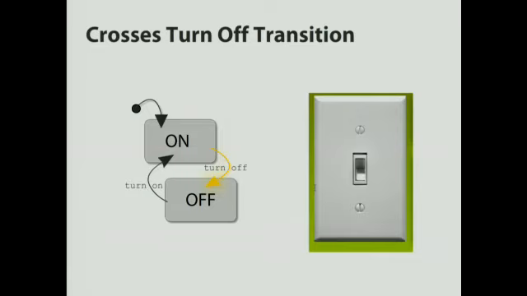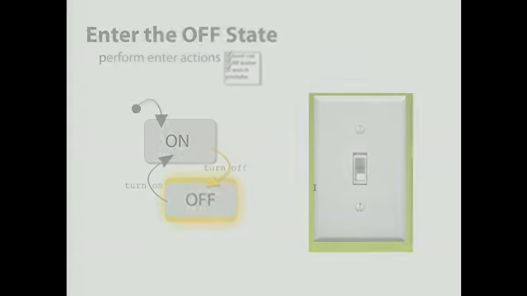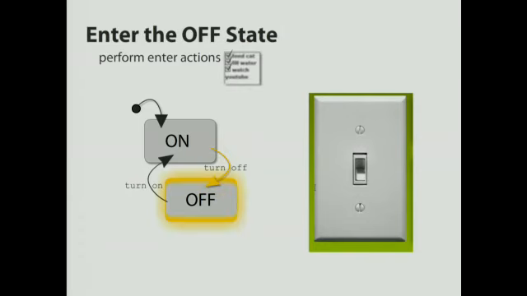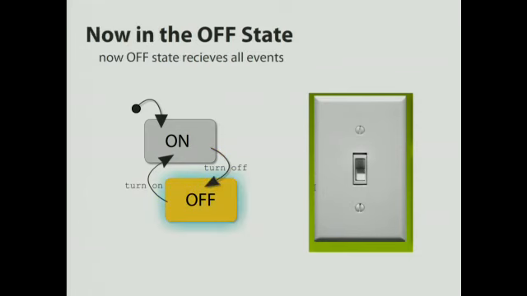Then we're going to cross that transition. At this point in time, we are in an indeterminate state. We are neither in the on state nor the off state. And this should be basically instantaneous. Then we start entering the off state. And then we notice there are some entry actions, but the off state doesn't really do anything, so we just bypass that. We've entered the off state, and now we can say we are in the off state, and then the off state gets all the events that are passed to the state machine.